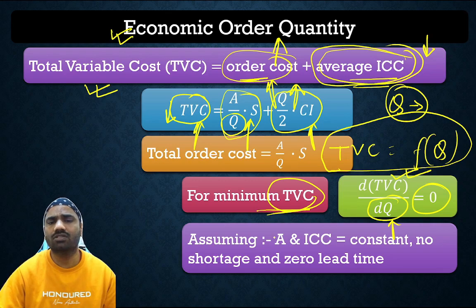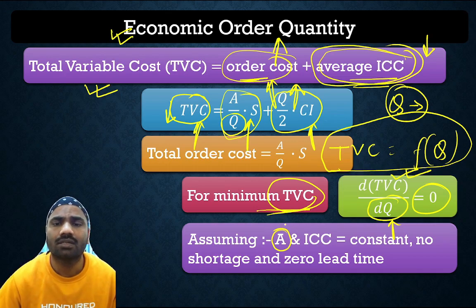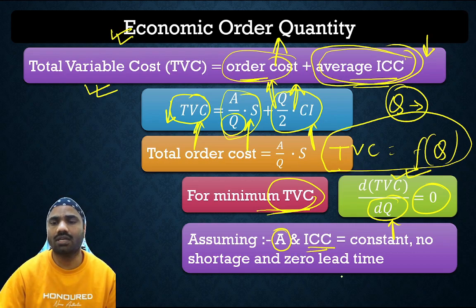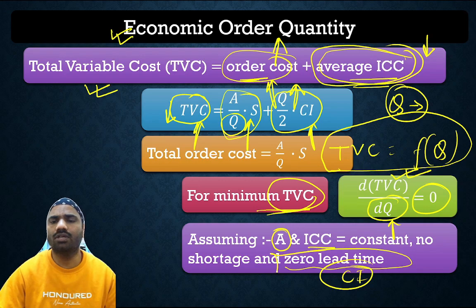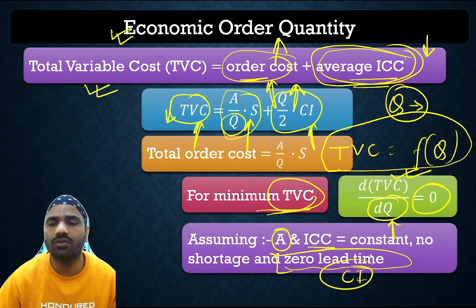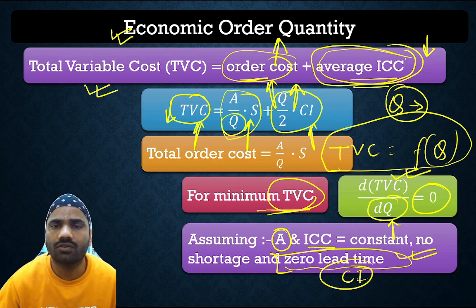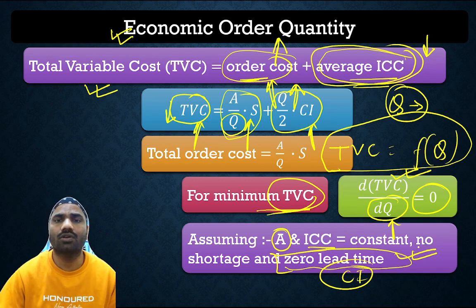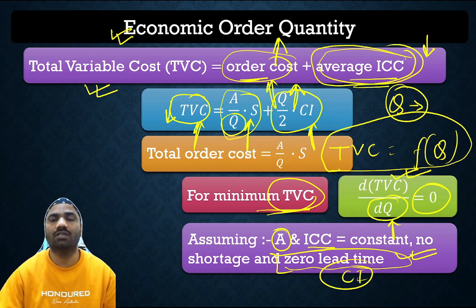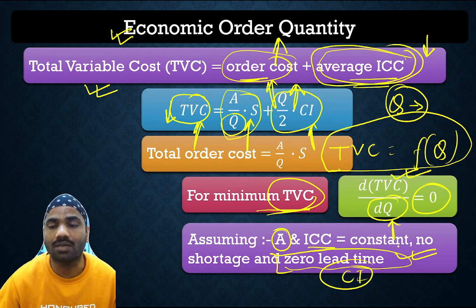Assuming that there are some constants: we have constant demand. We are assuming that the demand is constant, the inventory carrying cost is also constant, meaning the value of CI is constant. There is no lead time, so the value of lead time is 0. Lead time means if you are placing an order today and after 4 days you are receiving the order, that particular 4 days is nothing but the lead time.